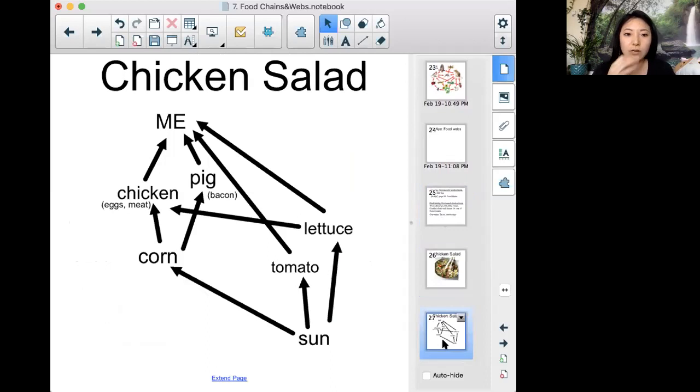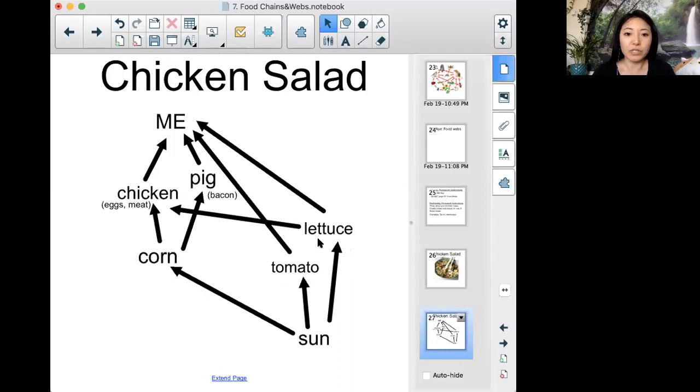So we started with some of the things that are part of the chicken salad. So we added chicken, we added a pig for bacon, and then the eggs, that's part of the chicken too. There's no corn in it, but I'm gonna get to that in a moment. There was lettuce in the chicken salad and there was tomato in the chicken salad. So we kind of turned all these elements into this little food web right here.